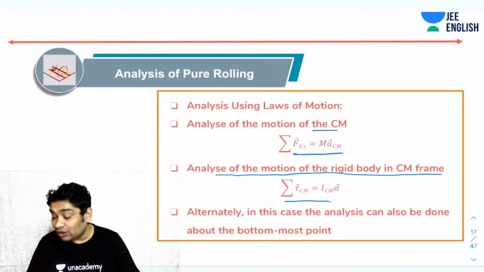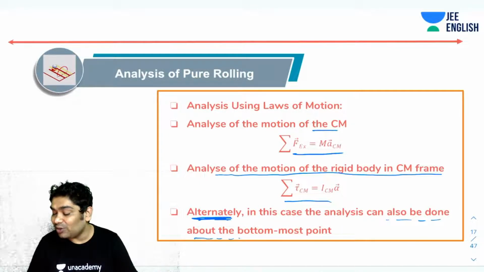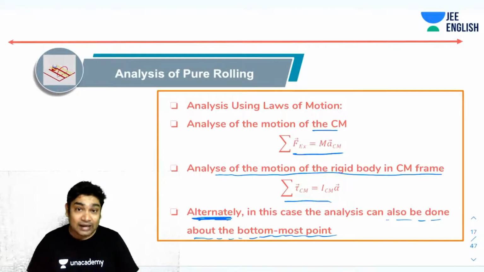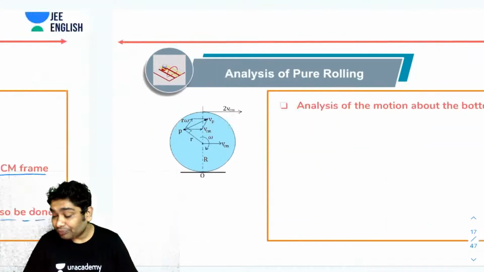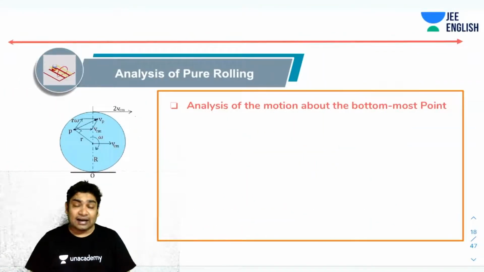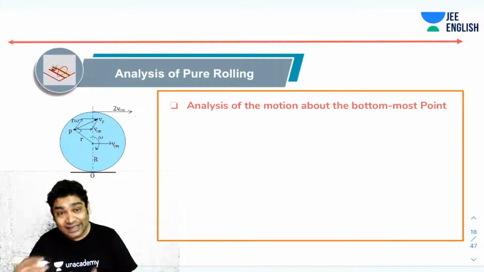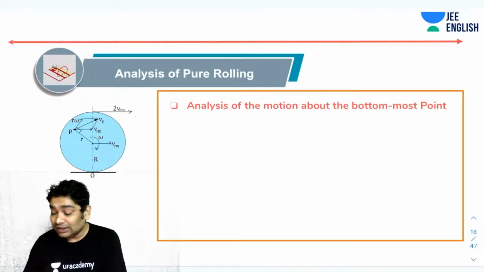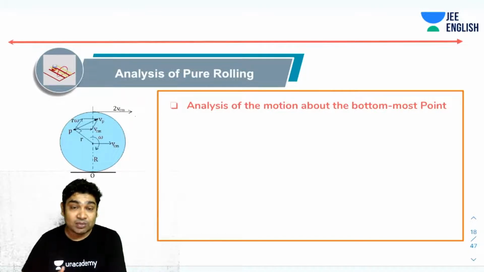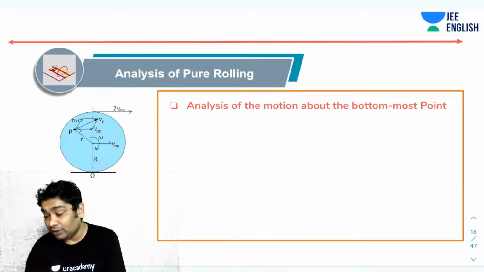Finally, now I have another alternate available to me, that in this case, the analysis can also be done about the bottommost point. So how that happens, let's see. Now let's try analysis of motion about the bottommost point. So let's assume that I have been told that the body is performing pure rolling. That has to be given to me.